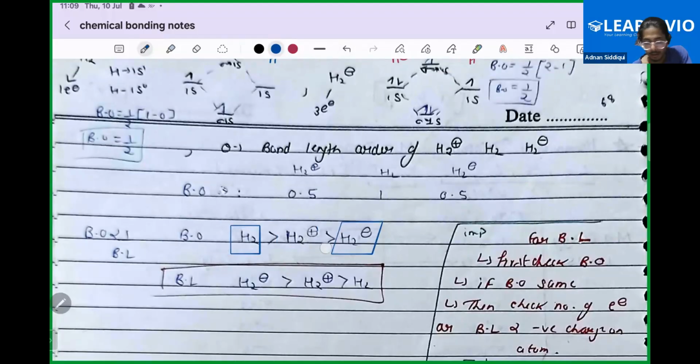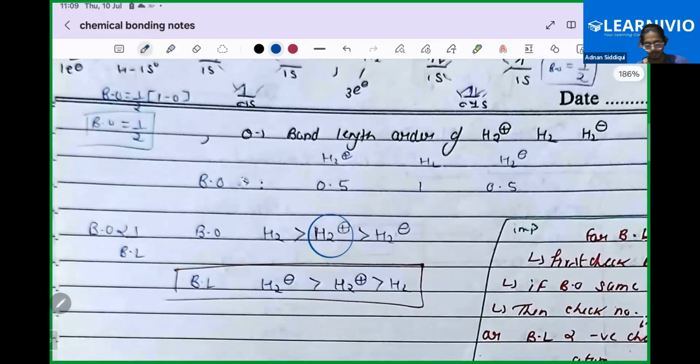Can you tell me the reason? Although the value for bond order is 0.5 for both of them, why have I mentioned H2 plus as a stronger bond than H2 minus? Although the bond order is the same for both of them. Your favorite topic is going to be applied here. The one name that you have frequently used so far.